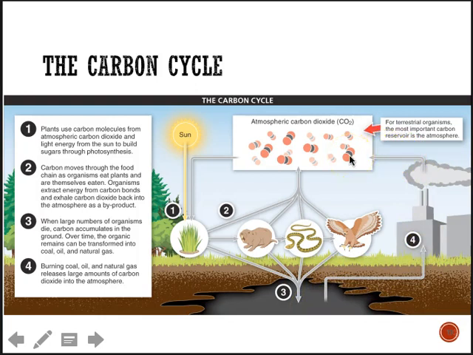Global climate change is that accumulation of excess carbon dioxide in the atmosphere causing the warming of the earth. And we will talk about this step 4, burning of fossil fuels, when we get into chapter 16. But for now, we're just going to make sure that you understand how the carbon cycle works.